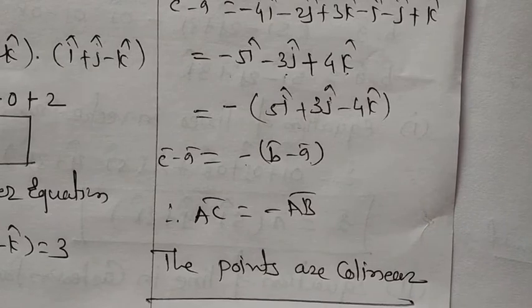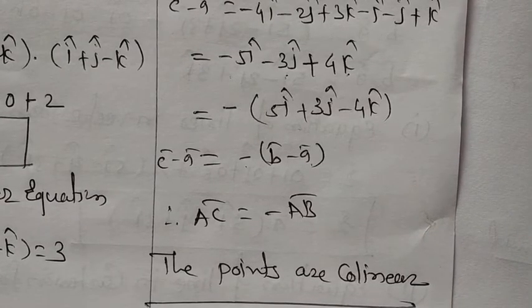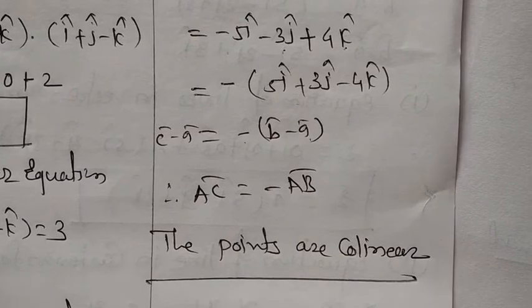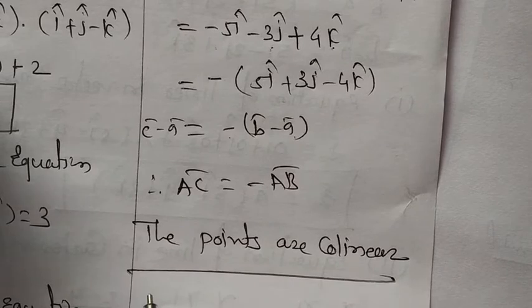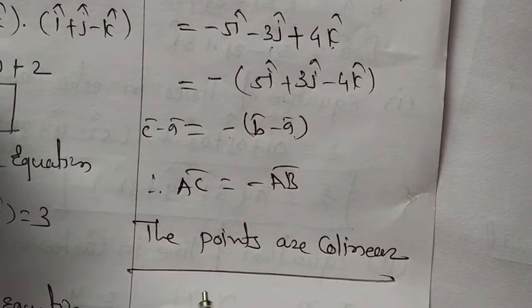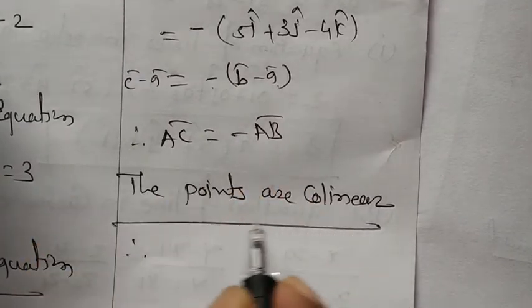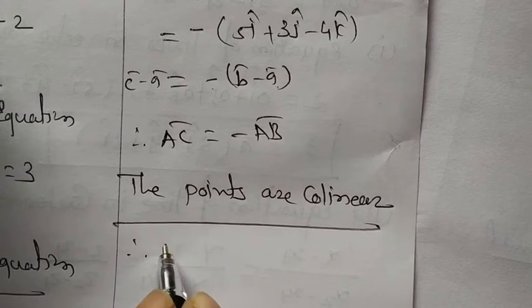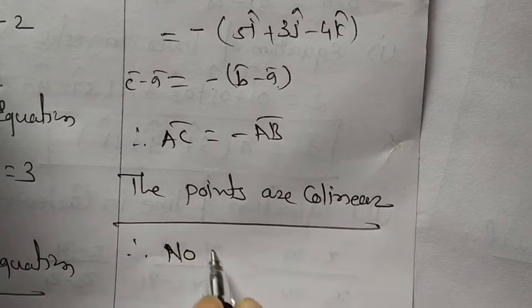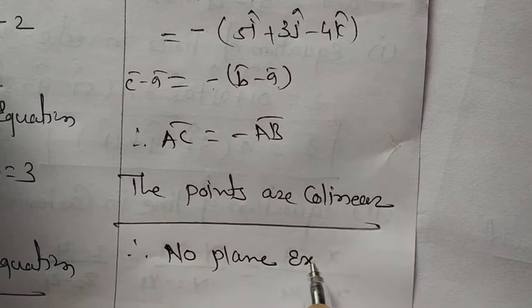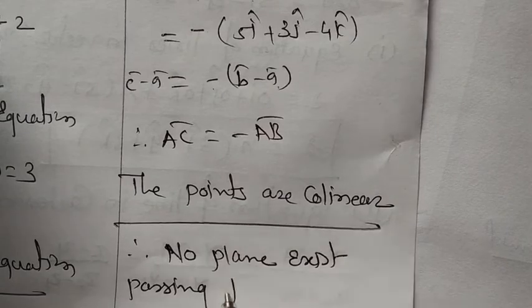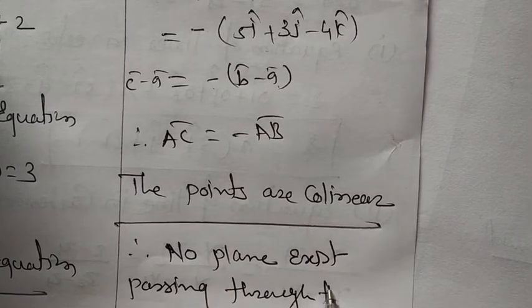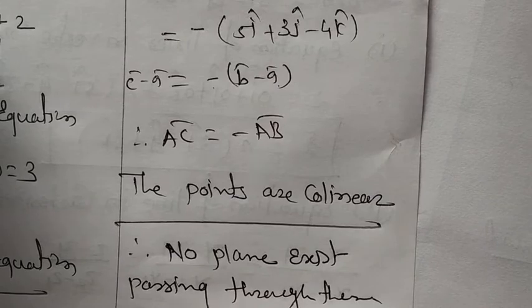But the condition for finding the equation of a plane through 3 points is that the points are non-collinear. Here the points are collinear. Hence, no plane exists. We can't find the equation of a plane having these points because the points are collinear, so no plane exists passing through these 3 points.